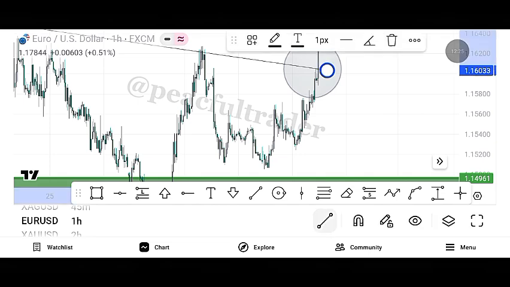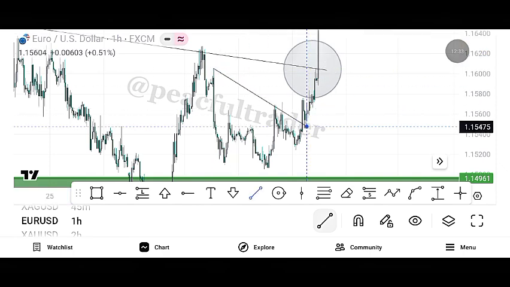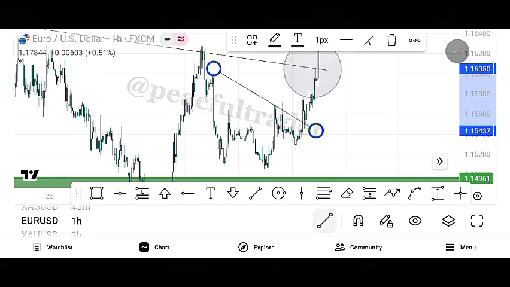You see, this is my first internal bearish movement in a buying setup. You see, this is my second internal bearish movement.